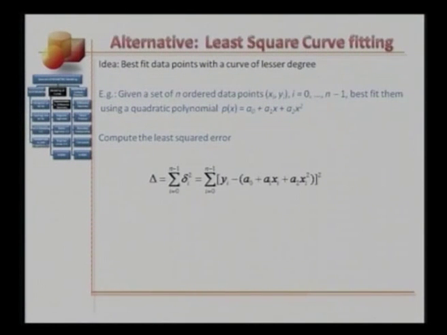The least squared error is given by capital delta, which is equal to summation i going from 0 to n minus 1 of individual errors delta i squared, which is equal to summation i going from 0 to n minus 1 of (yi minus (a0 plus a1 xi plus a2 xi squared)) the whole squared. What would this equation mean graphically? Let me explain on the board.